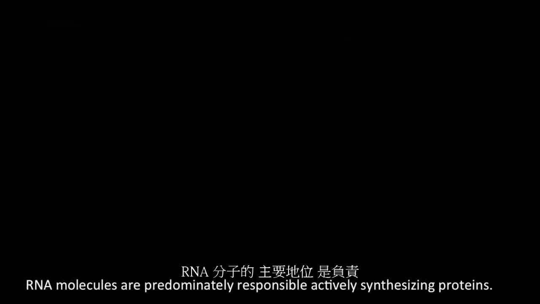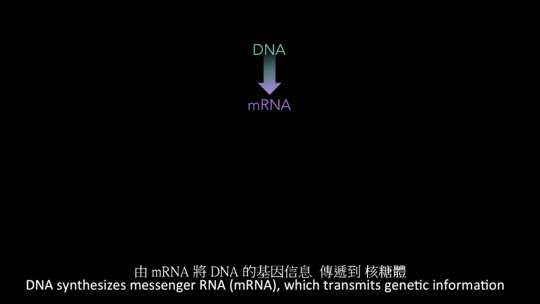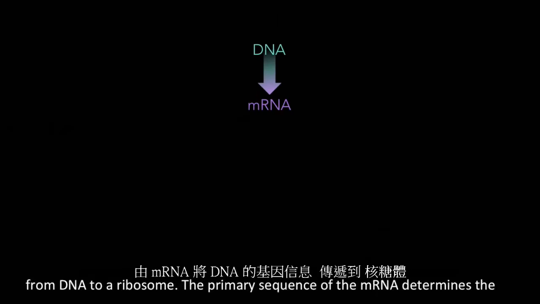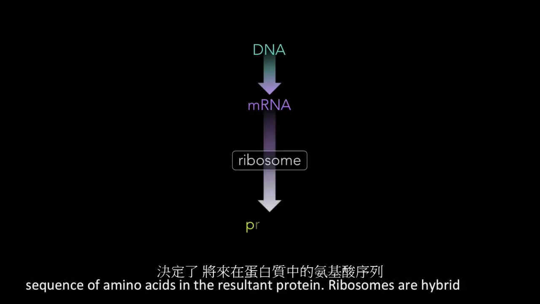RNA molecules are predominantly responsible for actively synthesizing proteins. DNA synthesizes messenger RNA, mRNA, which transmits genetic information from DNA to a ribosome. The primary sequence of the mRNA determines the sequence of amino acids in the resultant protein.